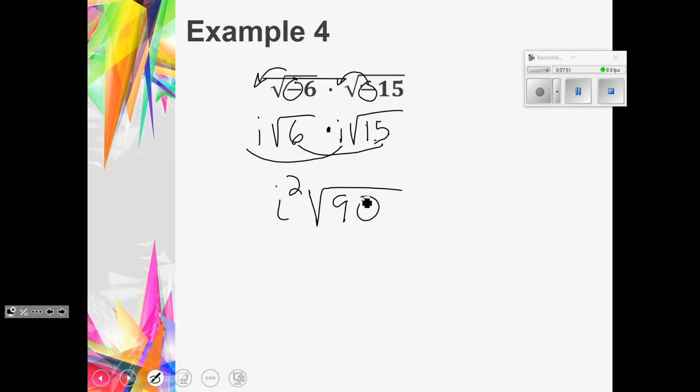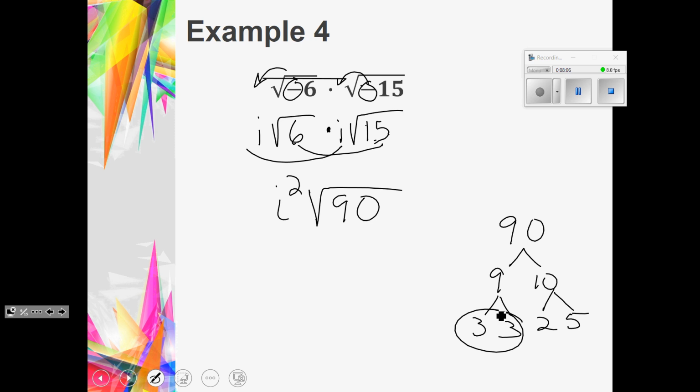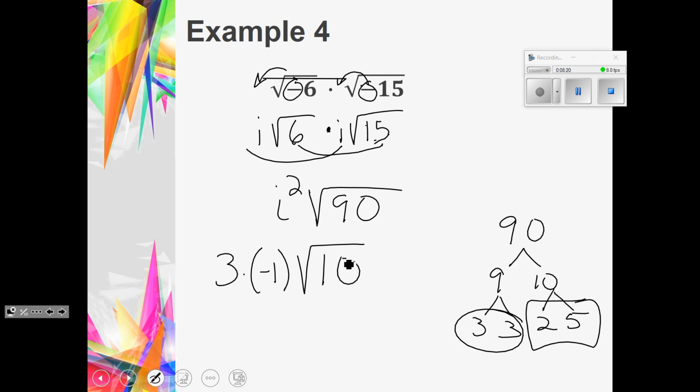We can go further, and we can break this apart. First of all, 90 breaks down into 9 times 10 and 3 times 3. And then this was 2 times 5. So I've got a pair of 3's, so I've got a 3 that can come on the outside. We know that i squared is equal to negative 1. And on the inside, I'm going to have the 2 and the 5, which makes 10. So then you can multiply that together and make it negative 3 times the square root of 10.